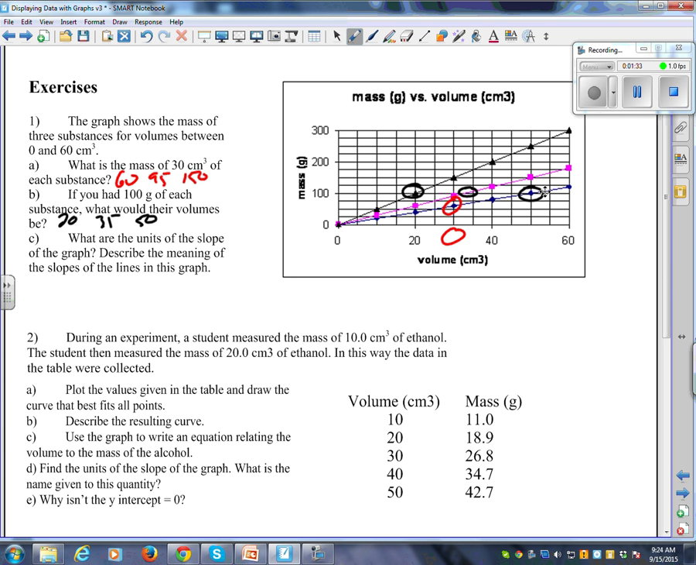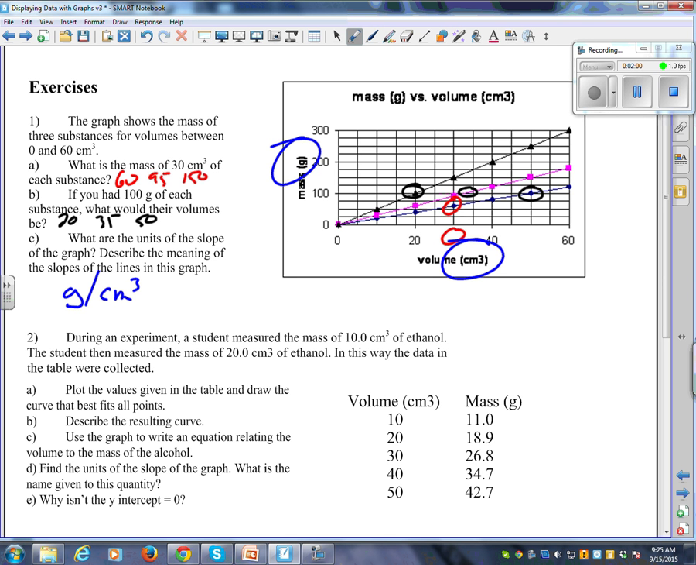Okay, what are the units of the slope? Was this question hard? A little harder, but I showed you yesterday the units of the slope. Remember, slope is the y over the x, so it's the units of the y, which are grams, and the units of the x, which are cubic centimeters. So the units of the slope are grams per cubic centimeter.